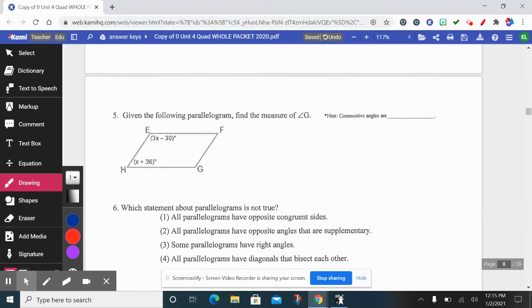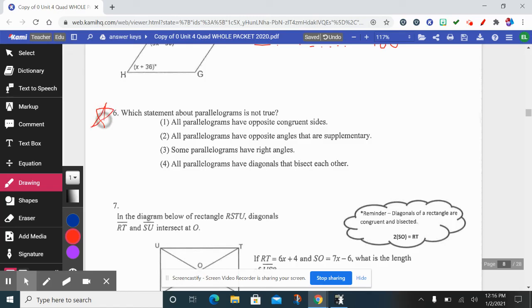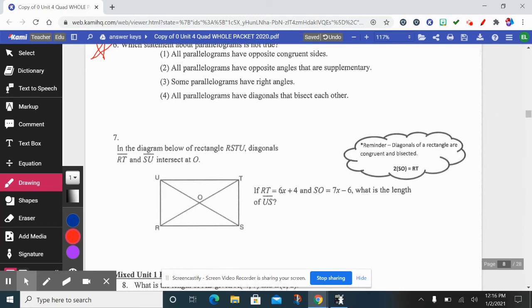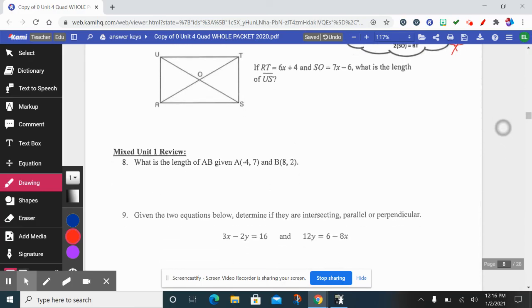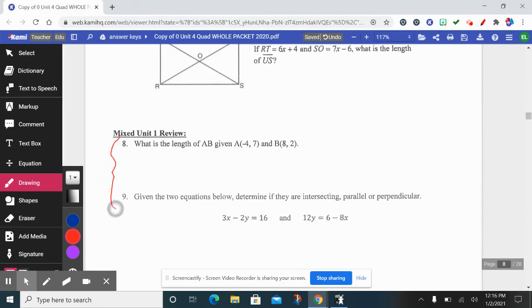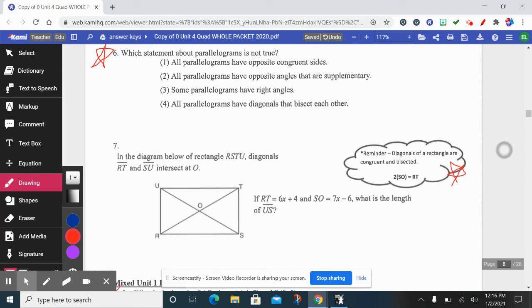Number 5, remember consecutive angles are supplementary, should help you with that. So again, making that decision to set things equal, or in this case, to add one thing to the other to equal 180 is the idea we have to kind of set true. Number 6 is a multiple choice practice. 7, I have a little reminder here to help you with. And 8 and 9 are mixed unit 1 review. We do have a midterm coming up in the next few weeks, so we really need to kind of practice those ideas. So I'd like you to make sure to try those.